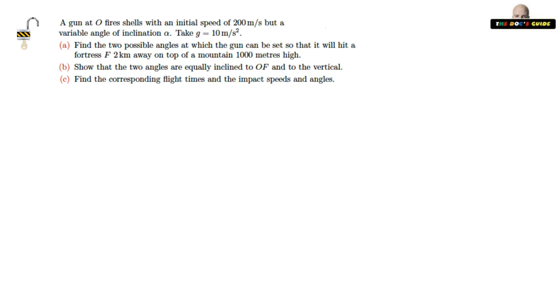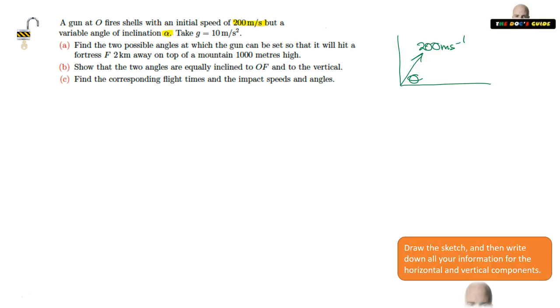Now, our next question is a tough one. This would be quite a difficult question, and it's going to be a long question. So a gun at O fires shells with an initial speed of 200, but a variable angle of inclination. So when we look at our initial sketch here, this is all that we've got. Fires it at 200 metres per second. We don't know the angle. Looks like I've substituted a theta for an alpha, but it makes no difference, of course.